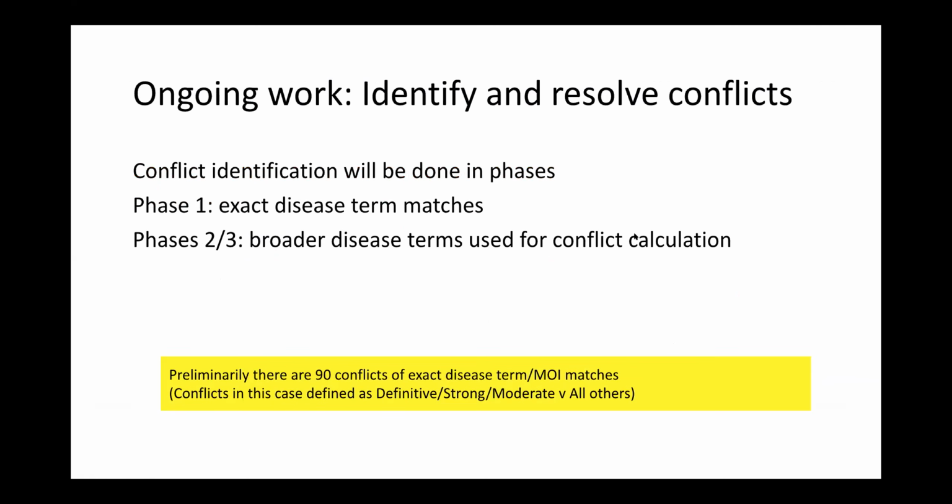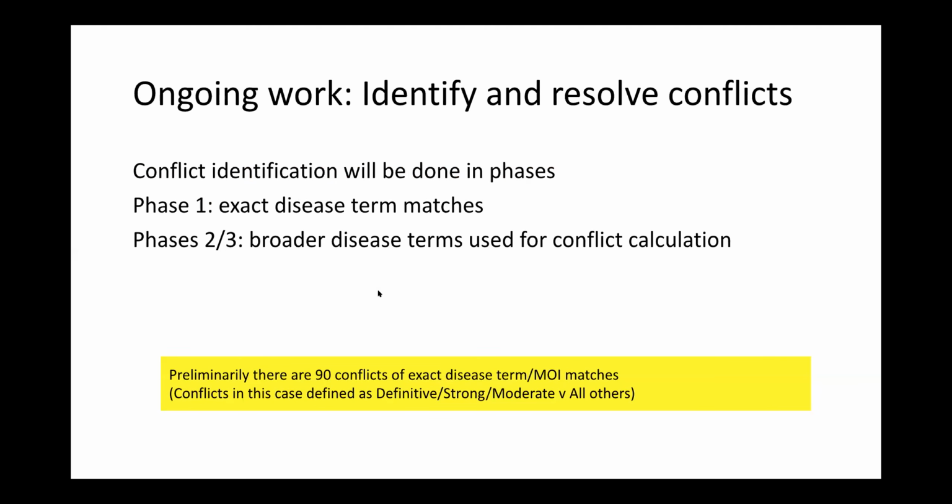So in our ongoing work, we're identifying and resolving conflicts. So I want to talk to you a little bit about that. We're trying to do this in phases because, as you know, the disease nomenclature, literature, and field is very discordant at this point, and it's decently obvious when we look at submissions in the GenCC, and it's making conflict calculation a little bit difficult. And that's why we need to do it in phases.